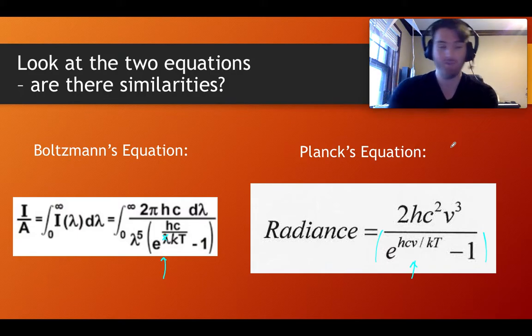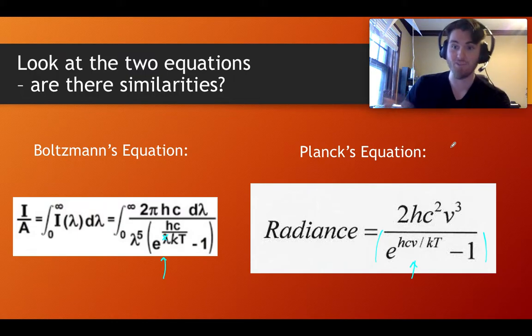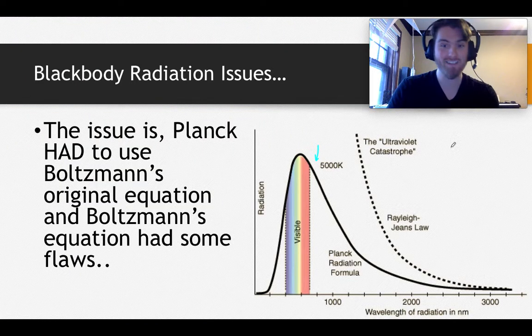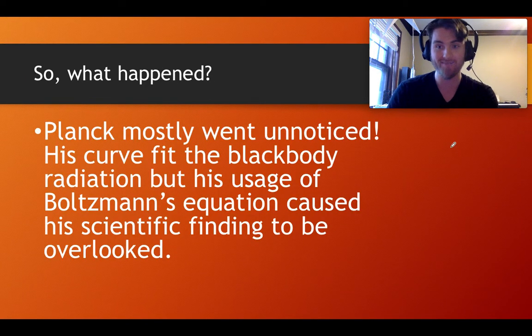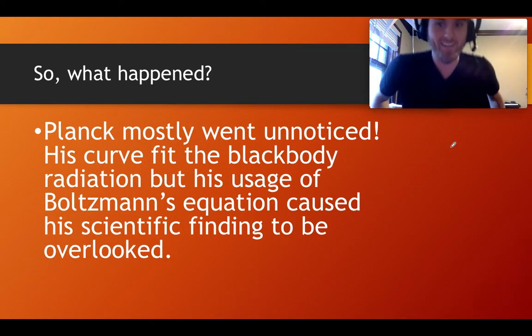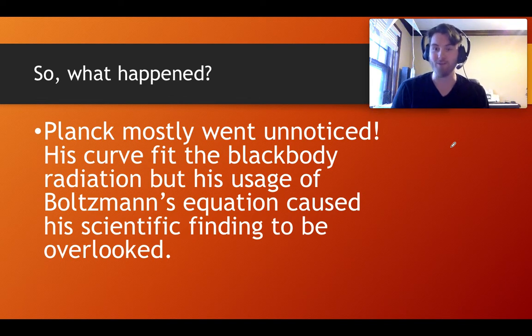Think about what happens in science: as soon as you say, oh, I have this, but I use this person's past work, and that person was wrong in their past work, then instantly you become wrong. Planck was unnoticed. It was really, really sad because he had the right equation for it. But because Boltzmann's equation was stuck in the middle with it, Planck wasn't really credited with it. So now you start thinking, what in the world happened?